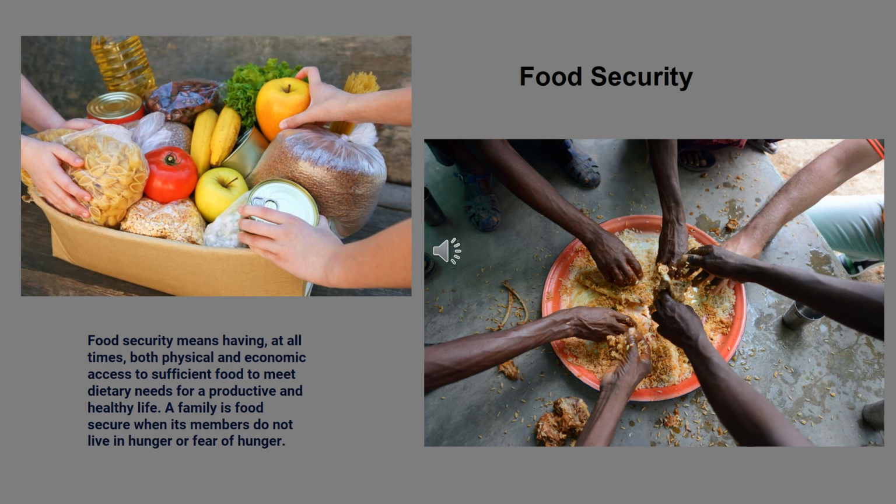A family is food secure when its members do not live in hunger or fear of hunger, or fear of disease from lack of proper nutrients, or even having the disease, not just fear of. It's an ideal that I think globally humanity would like to see: all people living in food security.